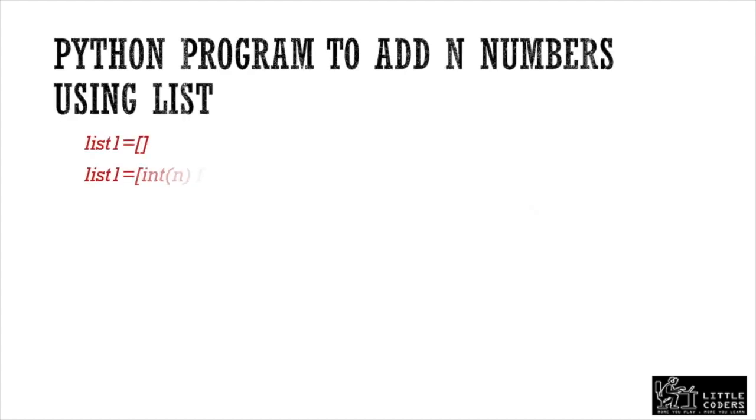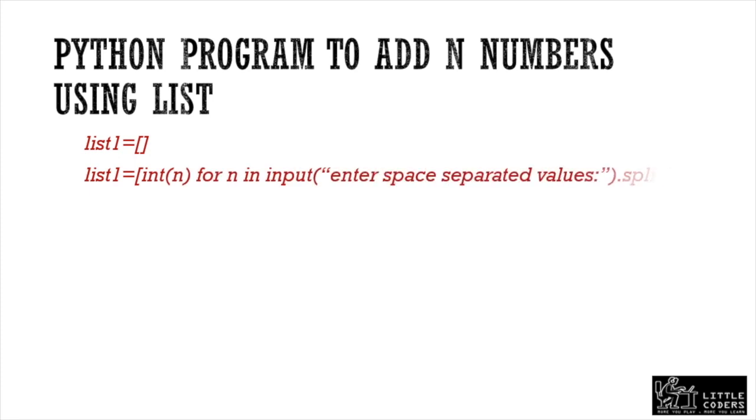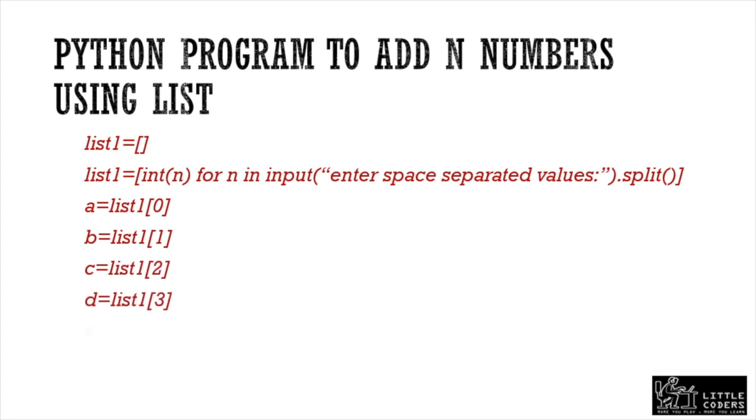Now if you use the list, the method is list1 equal sign. We are giving the name of the list as list1, equal sign, and the square bracket. That means no element is available here. It's a fresh list with no element. And the next statement is list1 = [int(n) for n in input("enter space separated values").